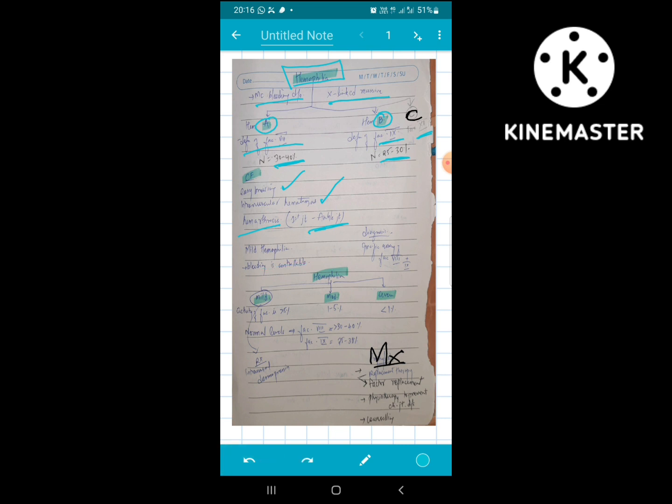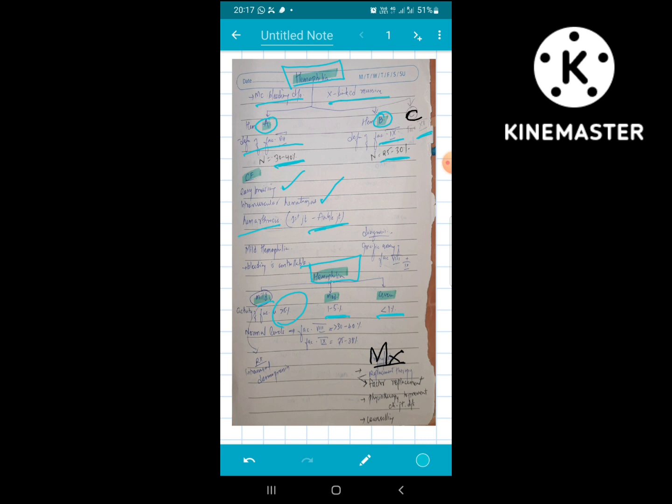Another classification of hemophilia is mild, moderate, and severe. In mild cases, the activity of the factor is greater than 5%. That is, at least 5% of the factor is working. When it is moderate, only 1 to 5% of the factor is working. In cases of severe hemophilia, less than 1% of the factor is active.